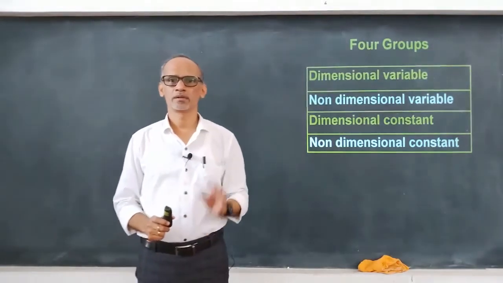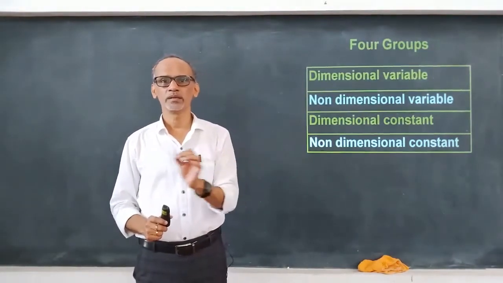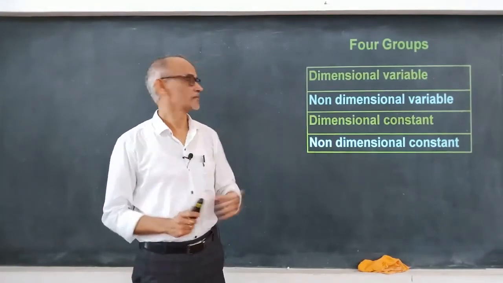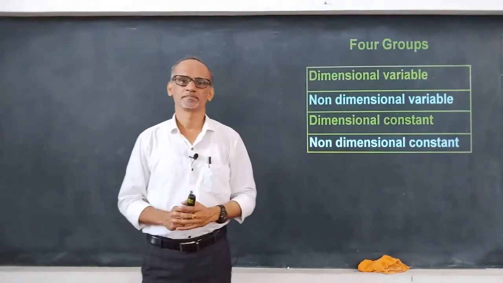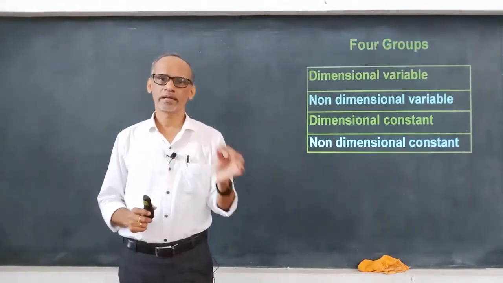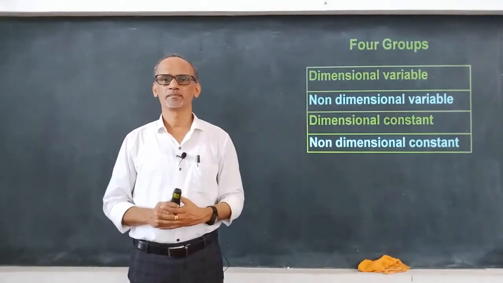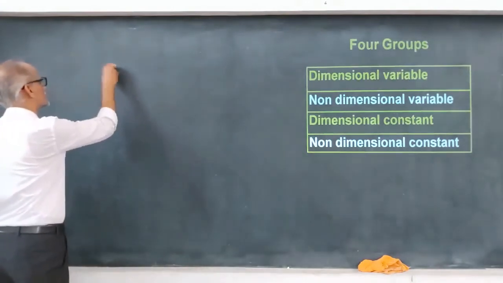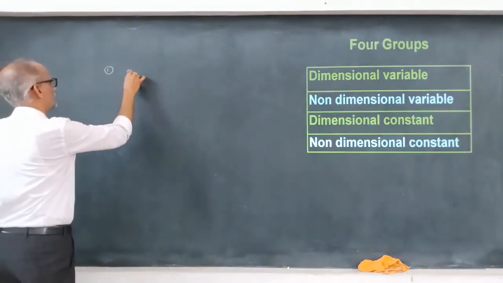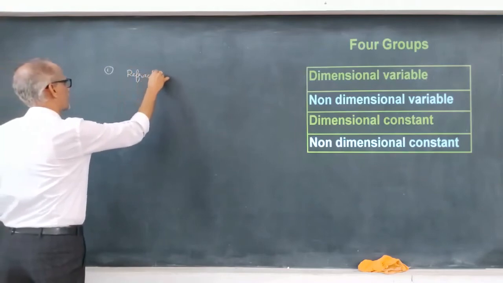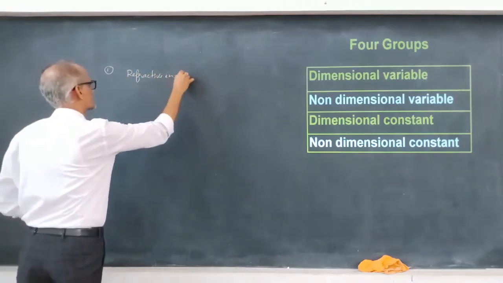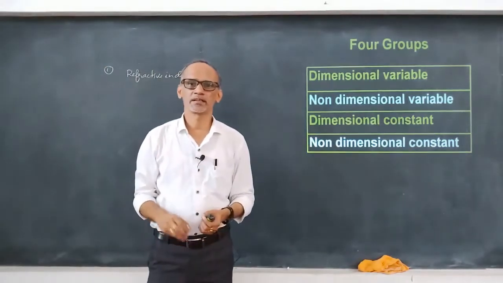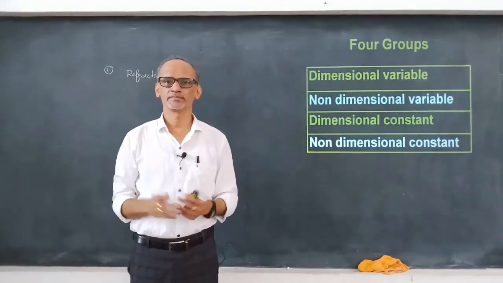Next one, non-dimensional. That means there is no dimensional formula. Non-dimensional variable. Okay, non-dimensional variable. One of the examples I am going to give is refractive index. A refractive index is a physical quantity which has no unit.